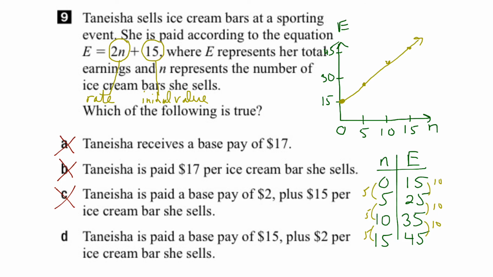Okay, let's take a look at the last one. She's paid a base pay of $15 plus $2 per ice cream bar she sells. Well, that is correct. Here's her base pay, or initial value of $15, plus $2 for every ice cream bar she sells. So we know that D is the right answer.